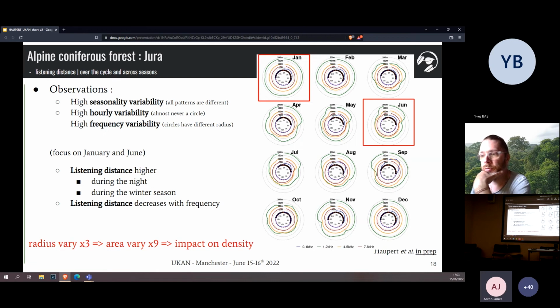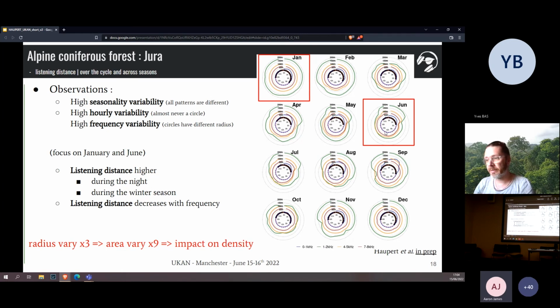So now let's focus on 2 months, January here in winter, and June here in spring. And you can see that the listening distance is higher during the day in winter than in spring. And this can be explained by the fact that during the spring, the ambient sound level is higher. Indeed, the rumor of the birds' calls increases the ambient sound level, which will reduce the listening distance of the recorder.